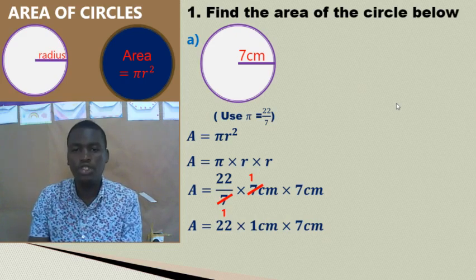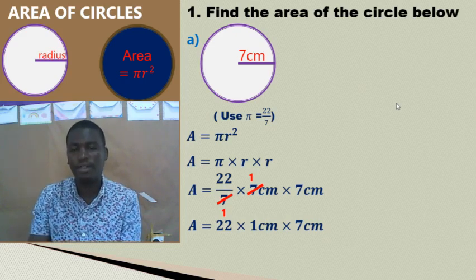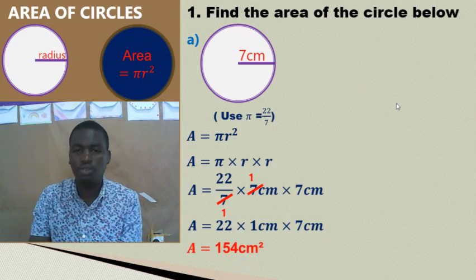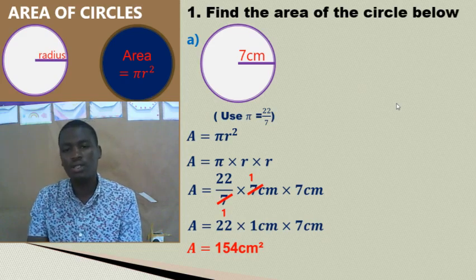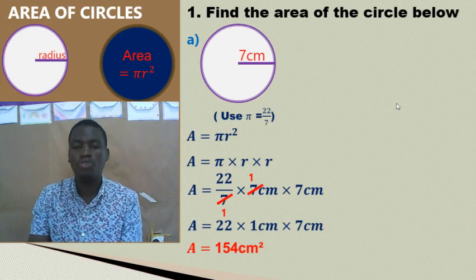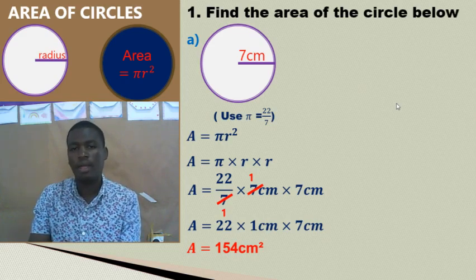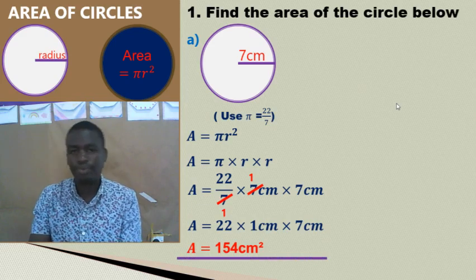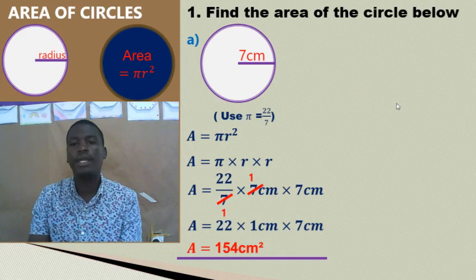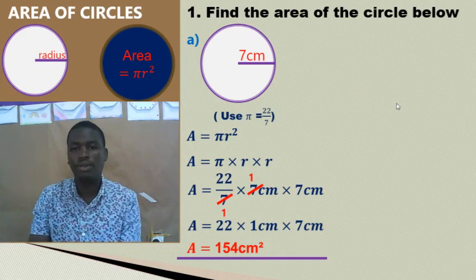We shall multiply 22 times 1 times 7. And centimeters times centimeters, what do we get? 22 times 7 is 154. And then centimeters times centimeters is centimeters squared. So we have the area as 154 square centimeters. And that is our answer for number 1A. A is saying use pi equals 22 out of 7. Go through the work and then we check that. Let's look at the next.